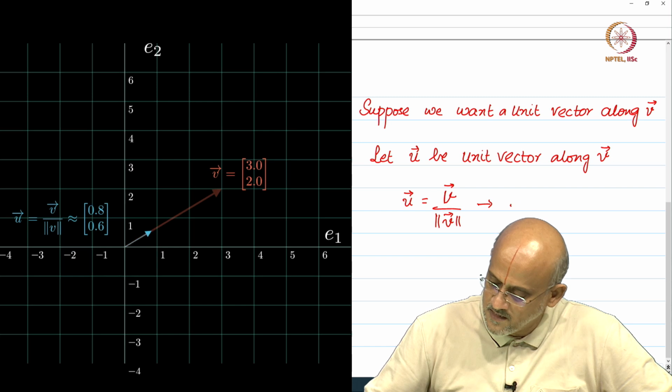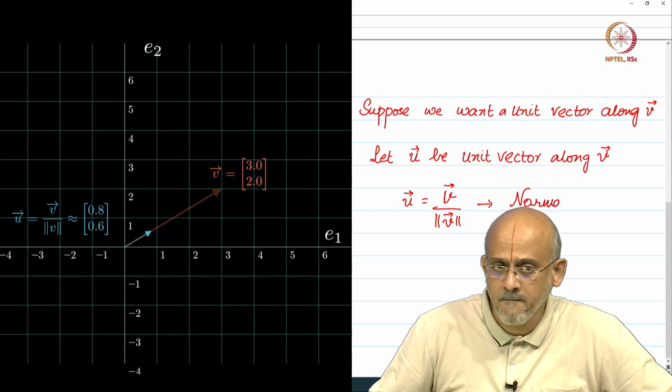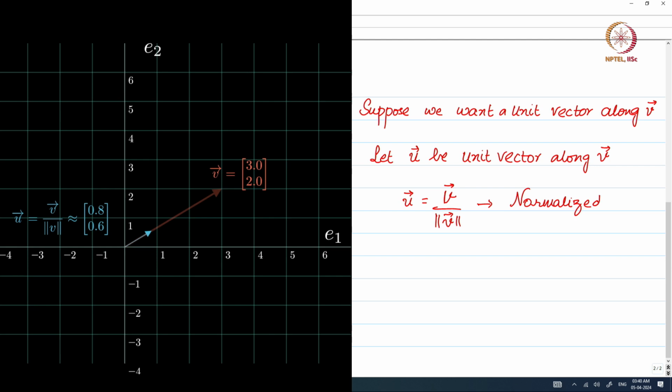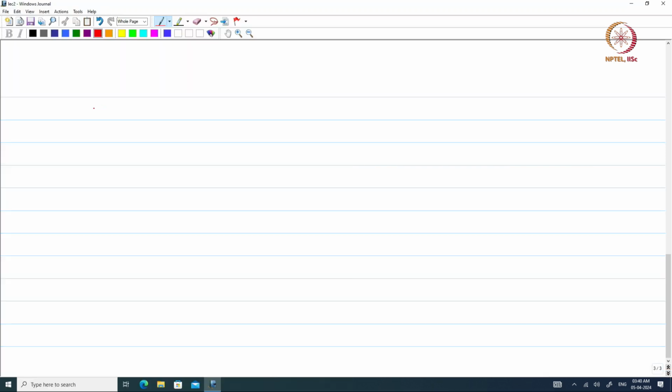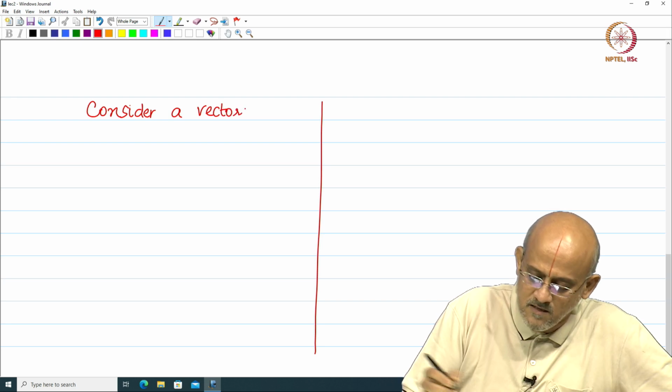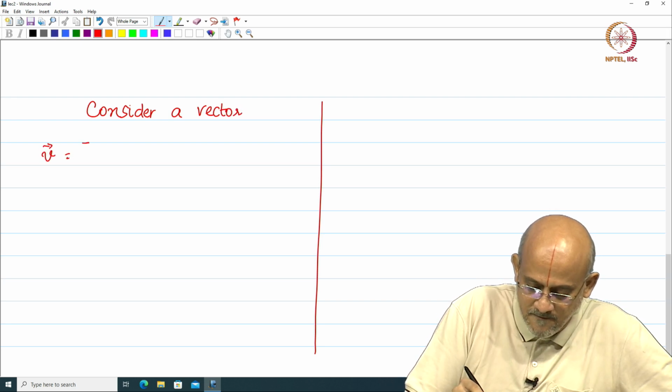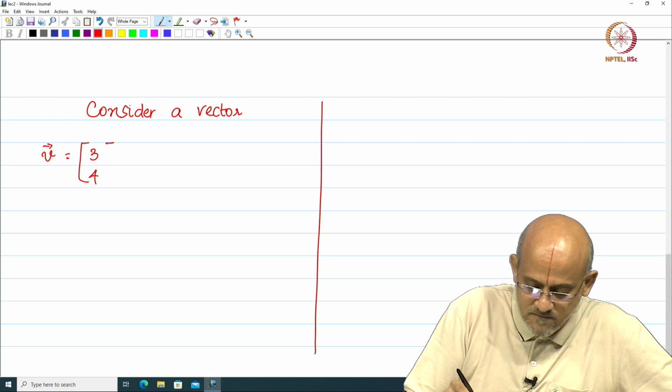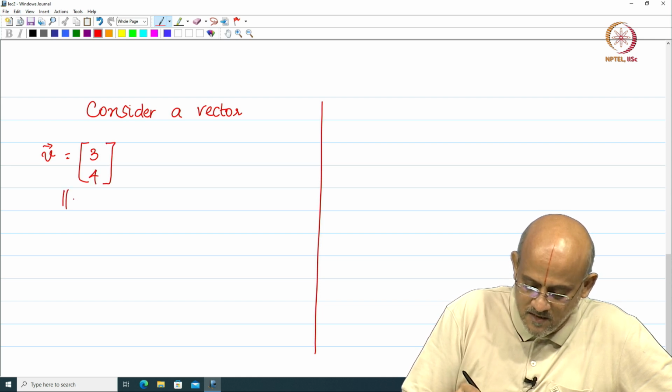This is what we call a normalized vector, and what is interesting is that the norm, the length of the vector u, is always 1. Let us take an example and see if that actually makes sense. Consider a vector v given by 3, 4. Now, what is the norm of this vector?